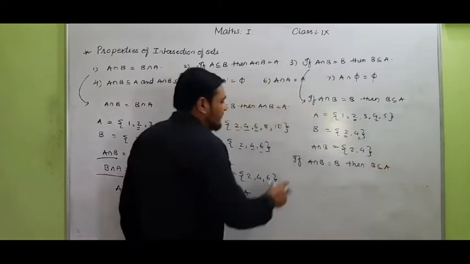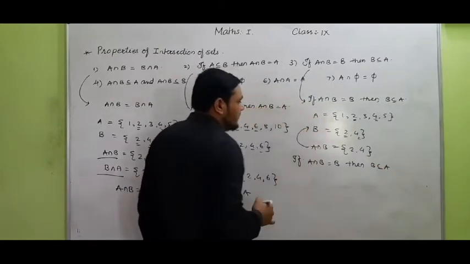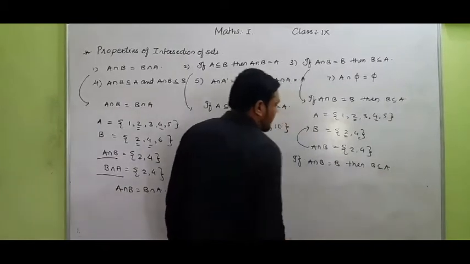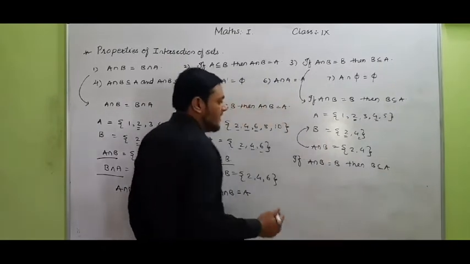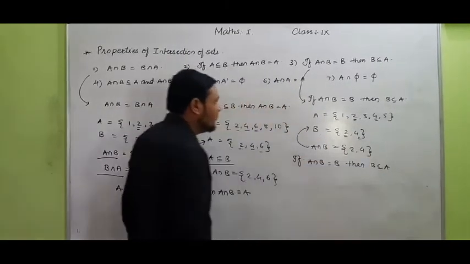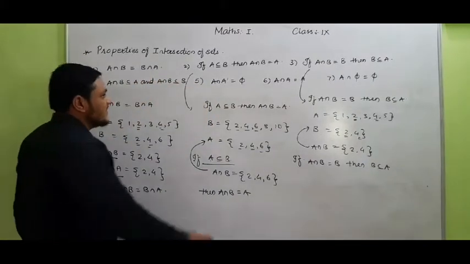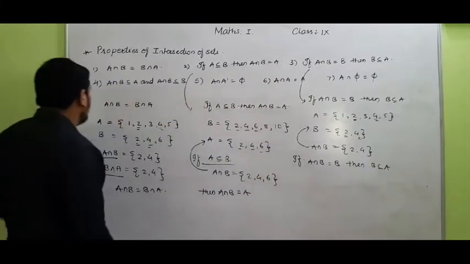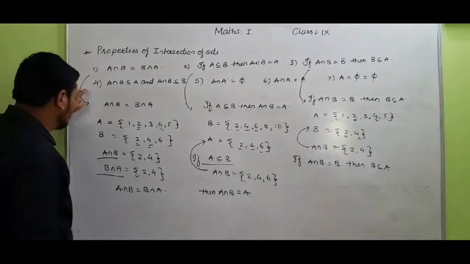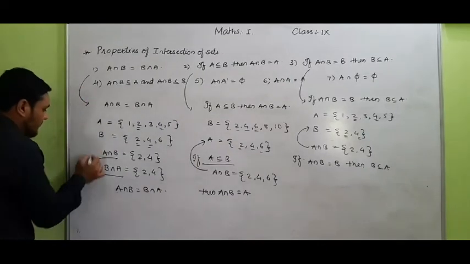So we can see that if A intersection B is equal to B, then B is a subset of A. Why? Because A intersection B is equal to B. So in this way we can study the third property here. Now we will take the fourth property. This fourth property we can understand from this example.